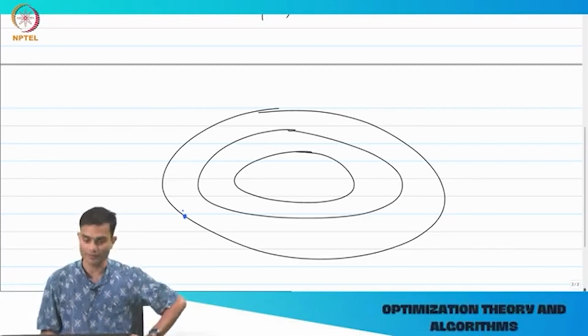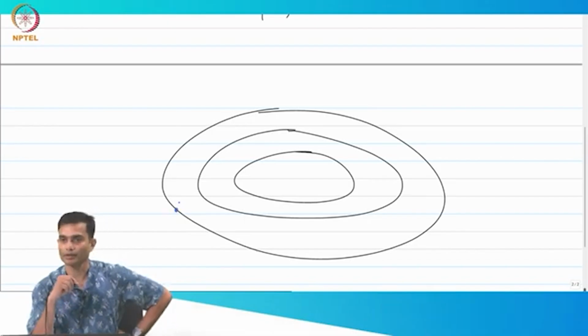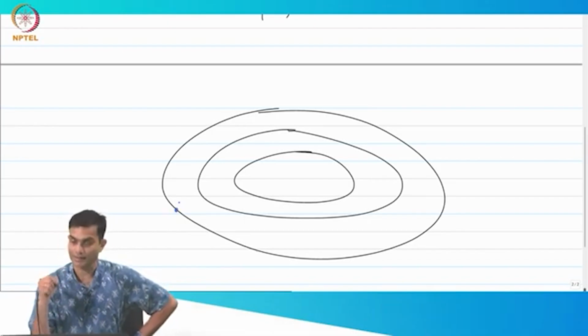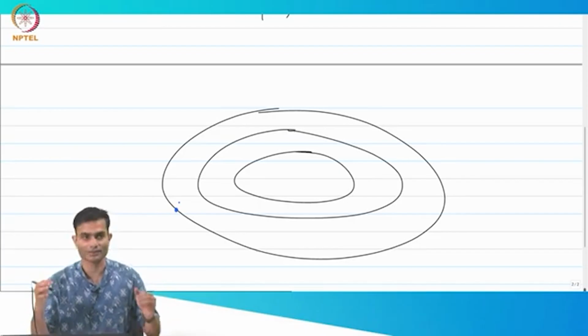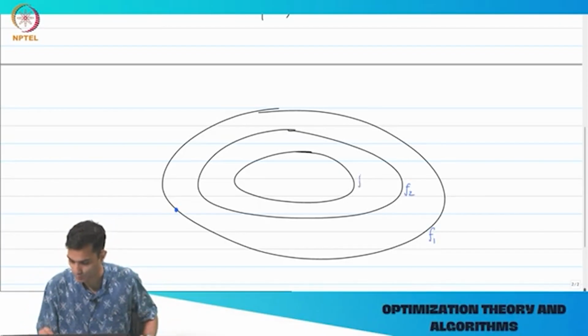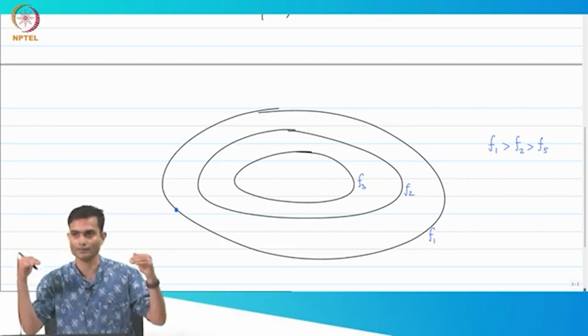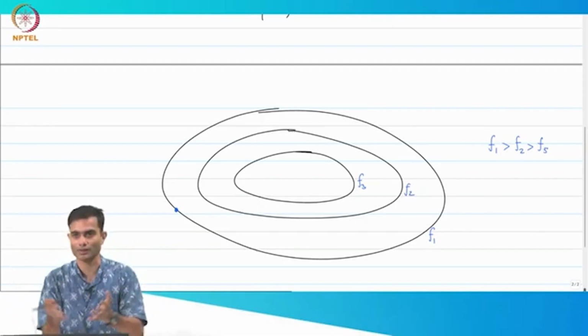Okay. Now if this is the starting point, let us say that these contours are in such a way that this is, let's say, f1, f2, f3, such that f1 is greater than f2, greater than f3. These are the contours. So the function value is decreasing as I go down. So it's a little bit like a crater.